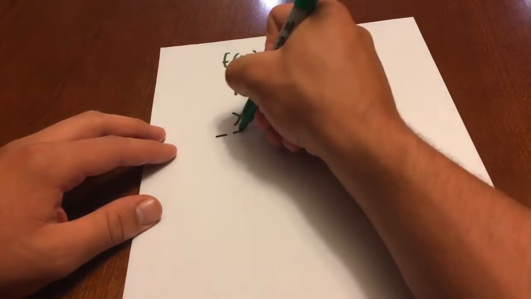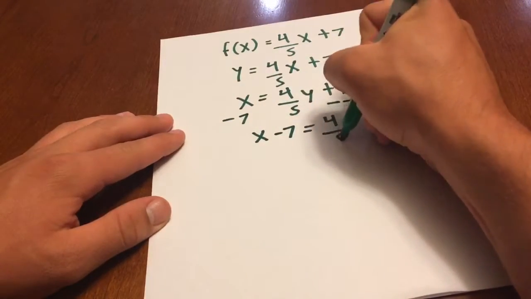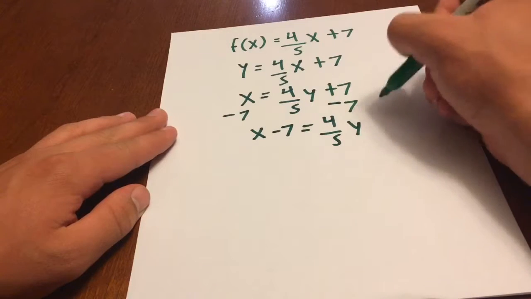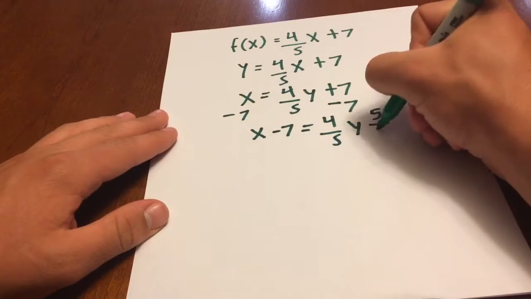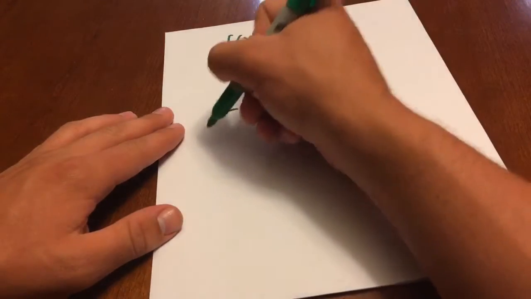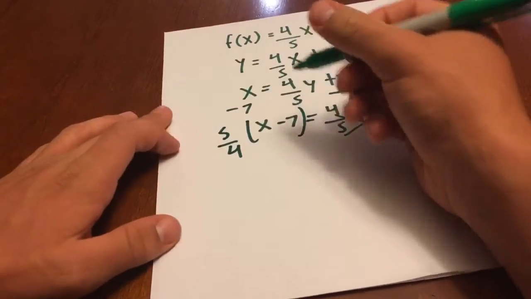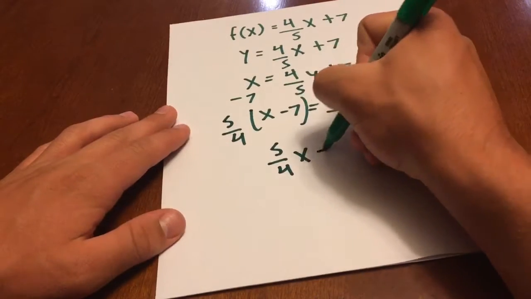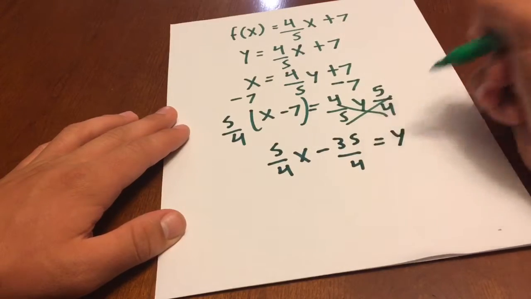So minus 7, minus 7, and you'd get x minus 7 equals 4 over 5y. So to isolate the y, you need to multiply by the reciprocal fraction. So 5 over 4 times 4 over 5 would cancel, and that would leave the y term, but you have to do it to both sides. So 5 over 4 times x minus 7 would be 5 over 4x minus 35 over 4 equals y.